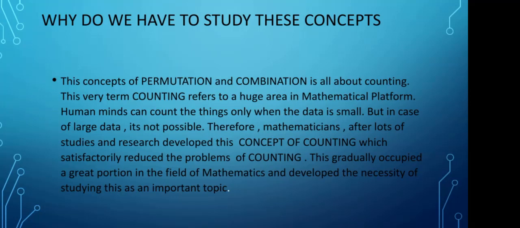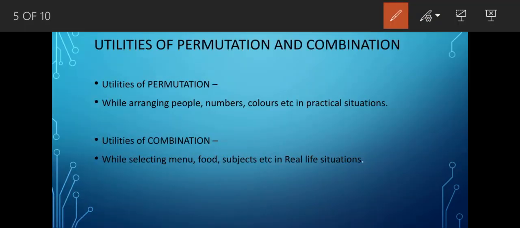Since this concept of counting is working a lot, it has to occupy a big portion in the field of mathematics and develop the necessity of studying this as an important topic. So this concept of counting refers to the concept of permutation and combination, that means the concepts of arrangement and selection. Nowadays, this is a great topic in the field of mathematics. Now let us know about the specific utilities of permutation and combination. Let us first look at the utilities of permutation.